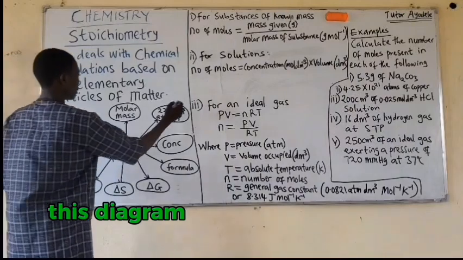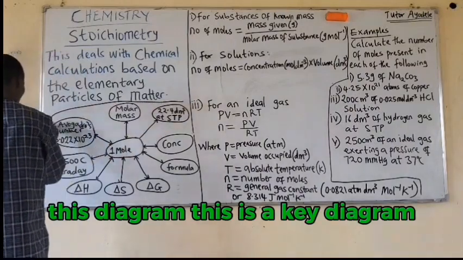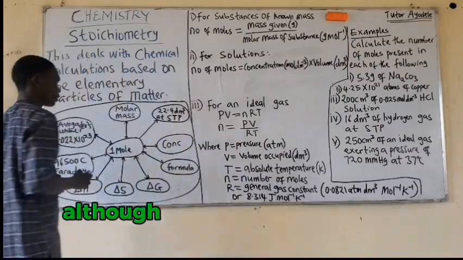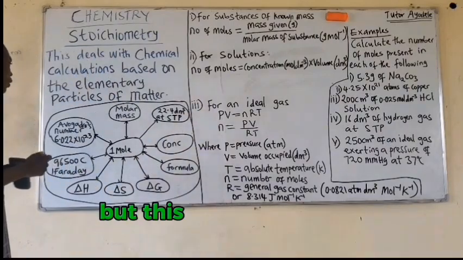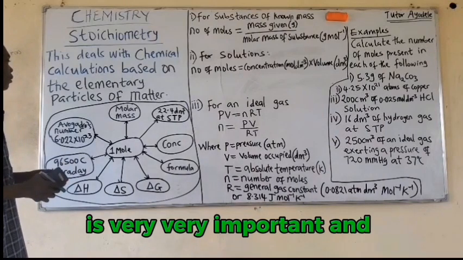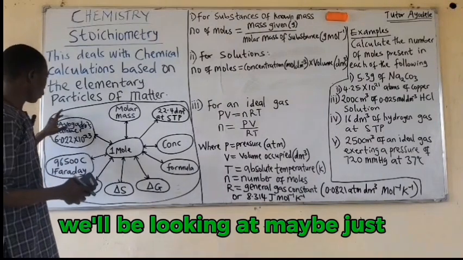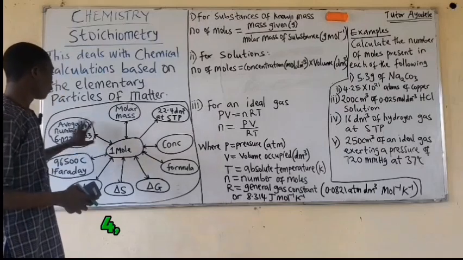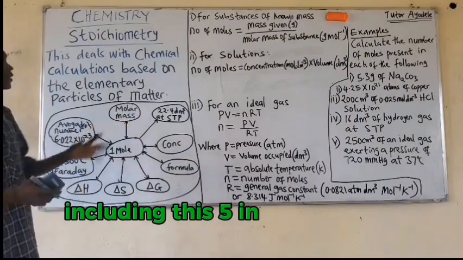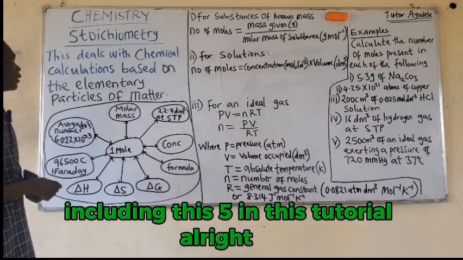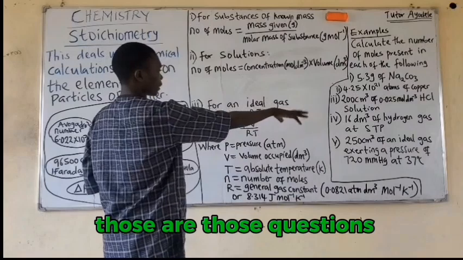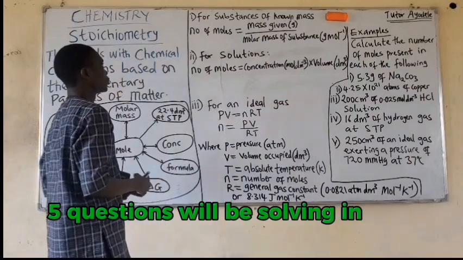This diagram is a key diagram you have to know before you can solve anything on stoichiometry. Although there are some other things you have to know, this one is very, very important. We'll be looking at maybe just 1, 2, 3, 4 of these parts, including these 5 in this tutorial. Those are the 5 questions we'll be solving in this video.